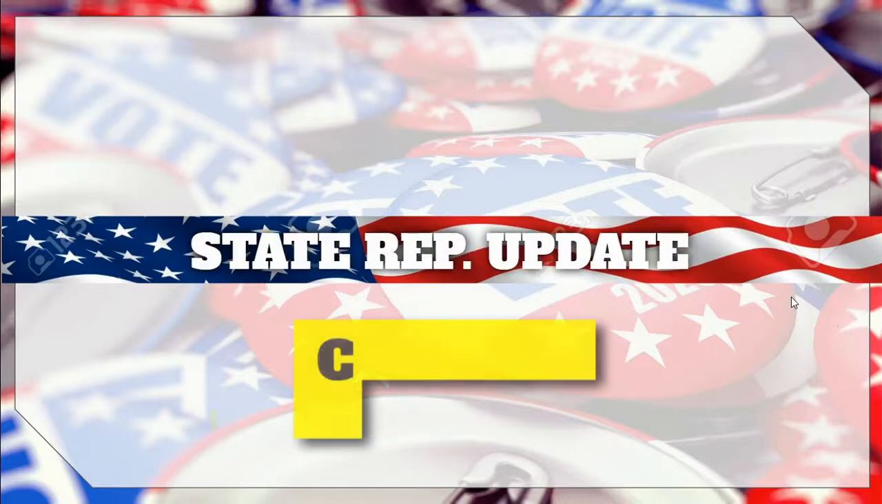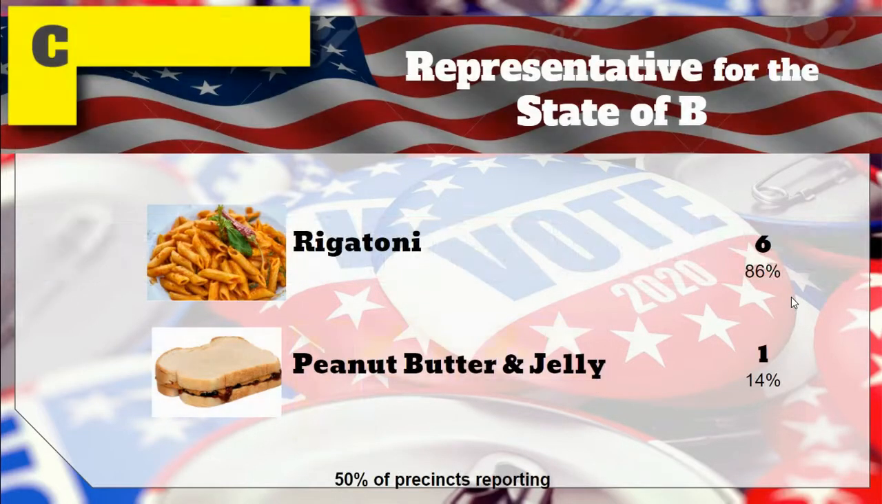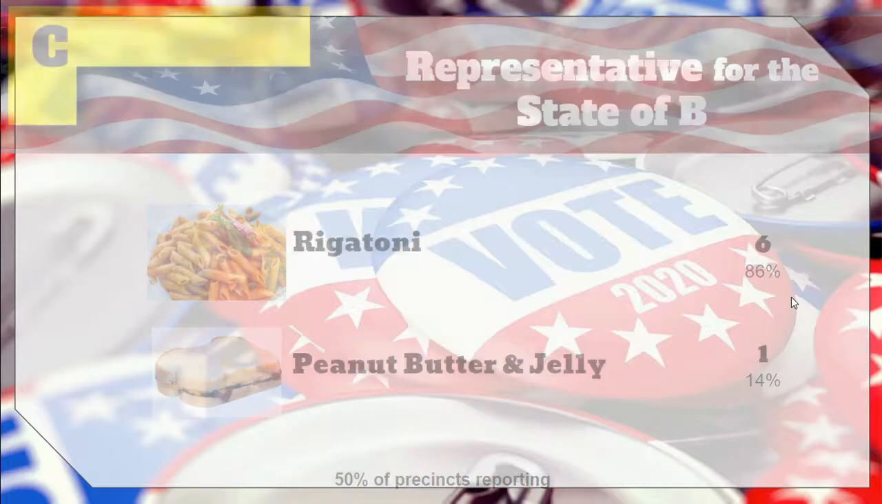Another update coming in here, this for state representative for the state of C. 50% of precincts reporting, and wow, Rigatoni off to a big lead, 86% to 14%. Some of our inside sources are saying that some of the experts would like to call this race now in favor of Rigatoni, but with only 50% of precincts reporting, they're going to wait a little bit longer. But peanut butter and jelly has a lot of work to do in order to catch up to Rigatoni.